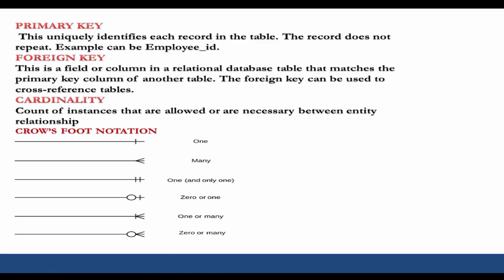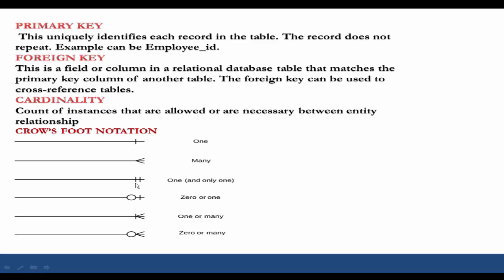Crow's foot notation. These are the illustrations here. They are a way of describing the relationship between the tables. Where you see this arrow and this sign here, it means there's a one relationship. Where you see this with the crow's foot, hence the name crow's foot, that looks like a crow's foot. Crow is a bird. So this is what the foot looks like. So where you have this next to a table, it means the relationship is many.